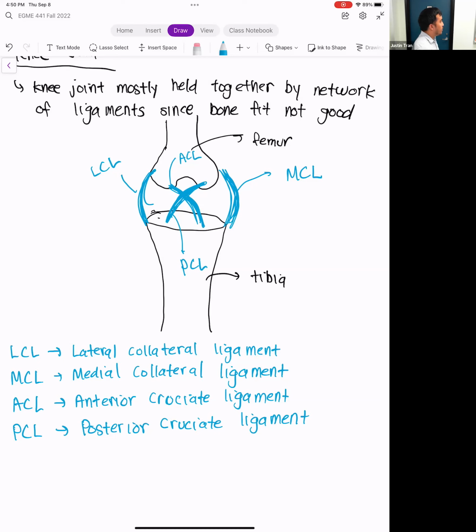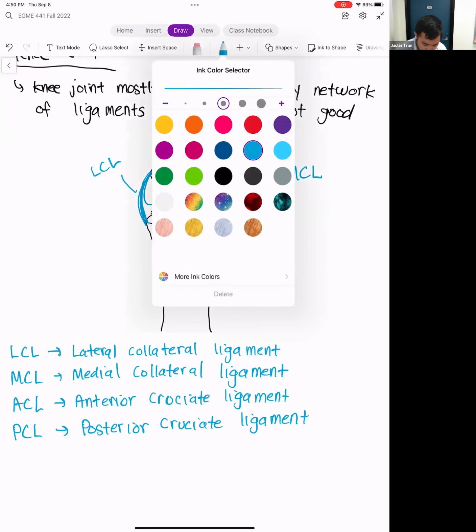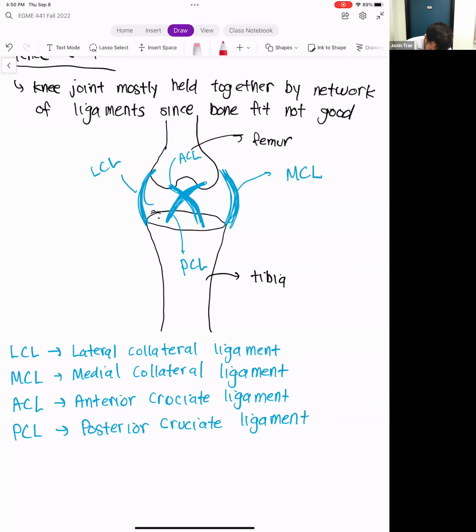And so the LCL and the MCL play a role in making sure your knee doesn't buckle side to side, right? And so you have a little bit of lateral and medial movement in your knee, but it's not that much because of the MCL and the LCL, right? And so the one that tends to get injured the most between the LCL and the MCL is actually the MCL.